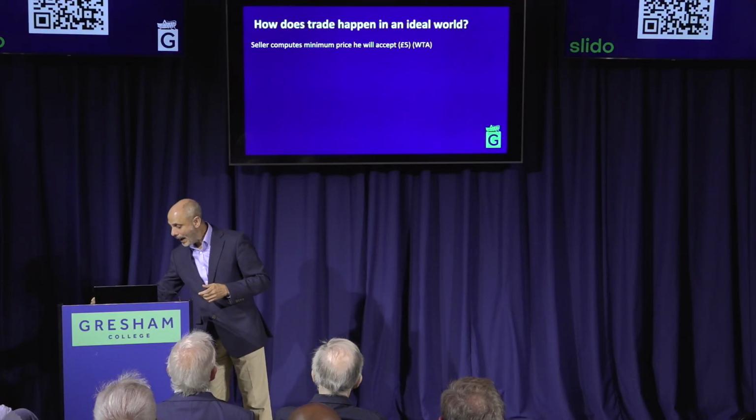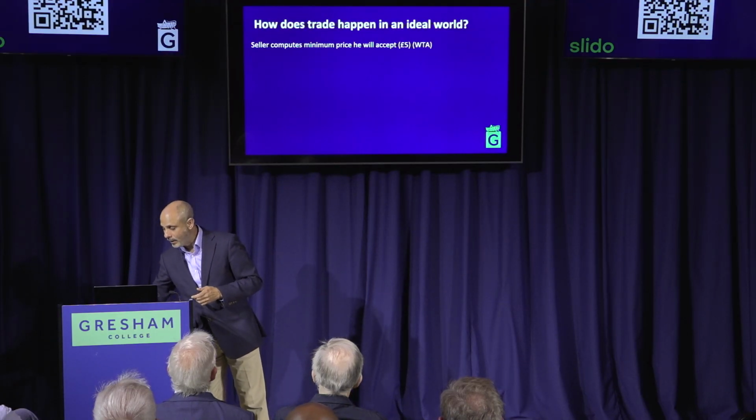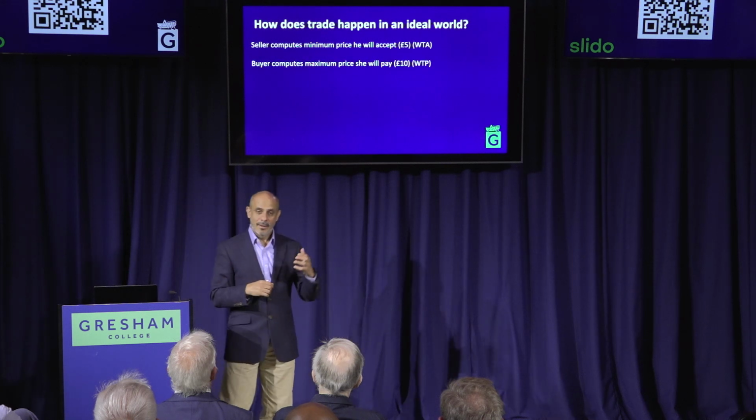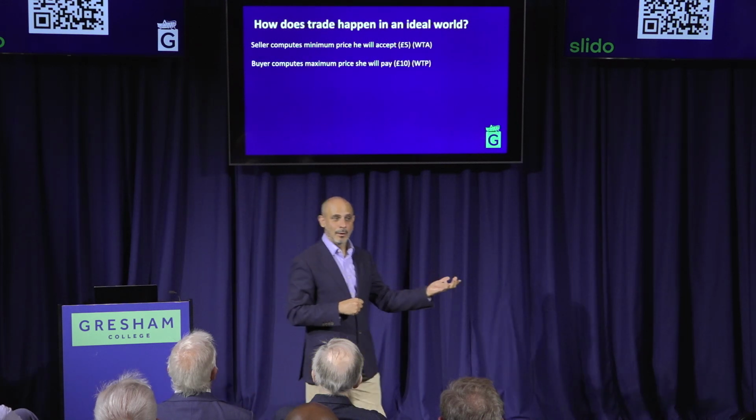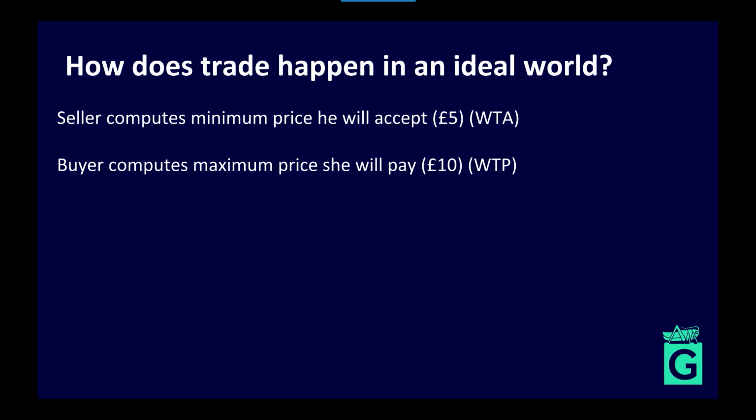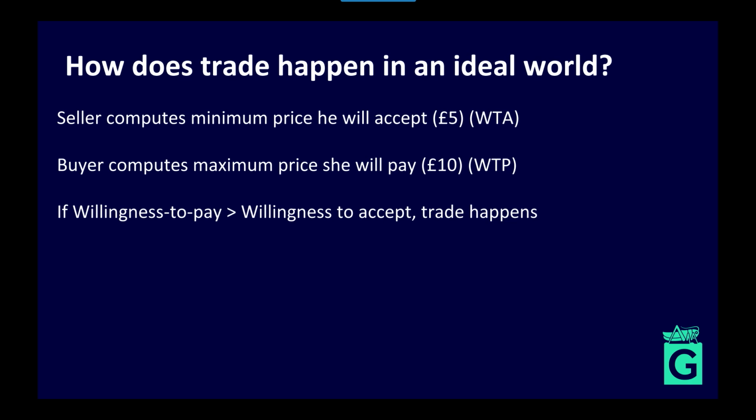I might say, my willingness to accept, the minimum price I'll charge for this expensive glass of water, well, it'll be £5. So will the trade happen? The trade will only happen if the buyer is willing to pay more than £5. That's called the willingness to pay, that's called the willingness to accept. And the condition for a good trade is the willingness to pay must be bigger than the willingness to accept. So if that happens, the trade is okay.